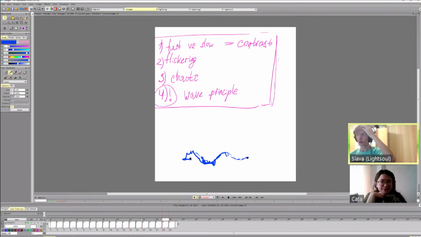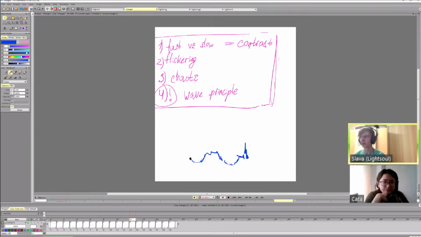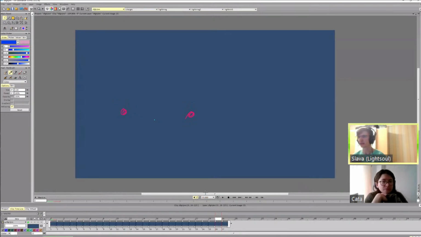So what's the most important thing here? First off, we need some base motion. If there is no base motion in our electricity animation, it won't be very clear what's happening. And it doesn't have to be a wave, but it has to be some kind of very basic, very readable motion. So let's look at the example here.